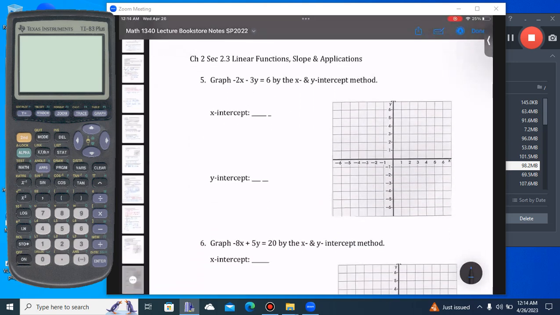So let's say we want to graph -2x minus 3y equals 6. You let y equal 0. You get -2x equals 6, so x equals -3. That's (-3, 0). To find the y-intercept, you let x equal 0. We get -3y equals 6, so y equals -2. That gives (0, -2). And we can graph the points. We don't have a slope, but now that we have 2 points, we can always find the slope.